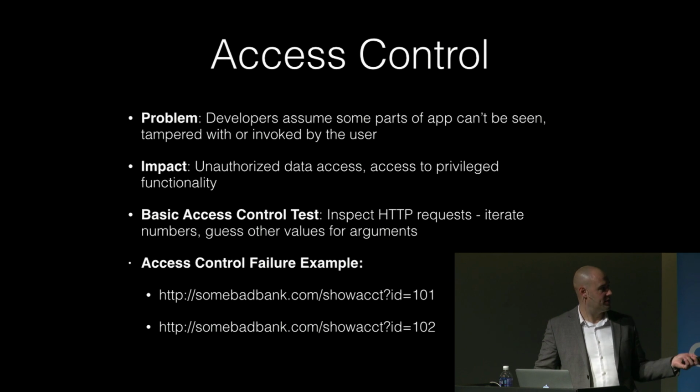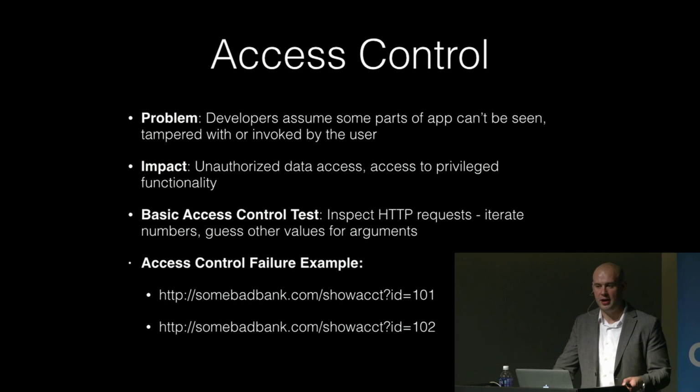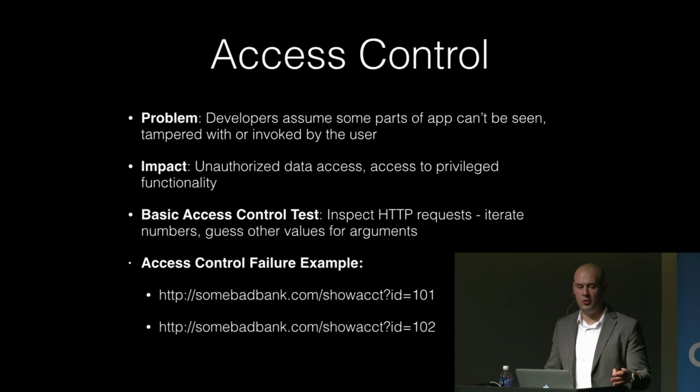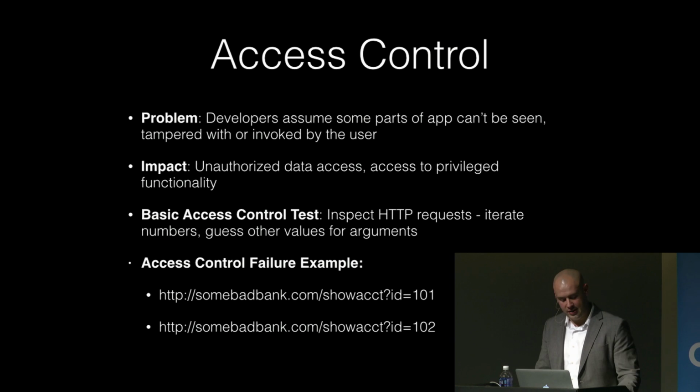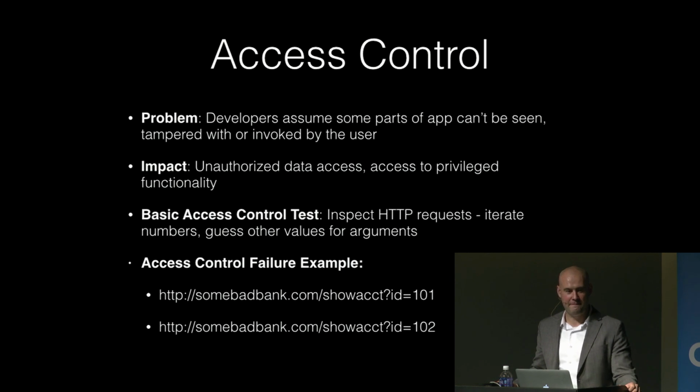So this example here says somebadbank.com show account ID equals 101. If I ran that, and if I owned account 101, I would see whatever information is there, my balance, my transactions. As an attacker, what I would then do is say, well, what about 102? And if I typed in 102, and that somebadbank was a major bank in the US, perhaps one of the top 10, and it was about 2 years ago, that would actually show me someone else's bank account information. Because just like the username and password example, this is not made up. This was a real issue from a major bank about 2 years ago.